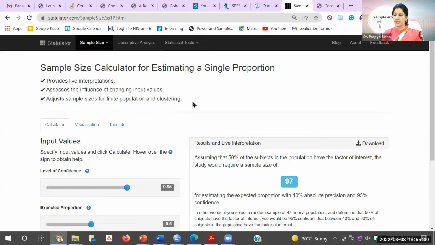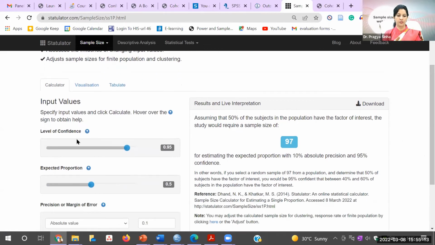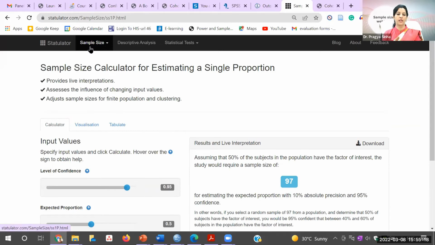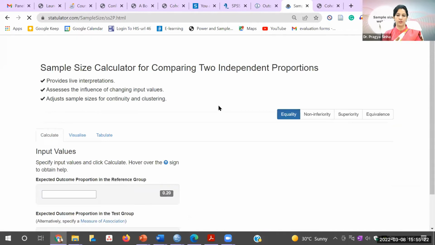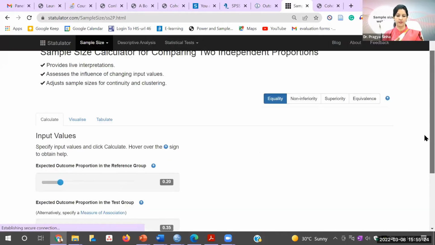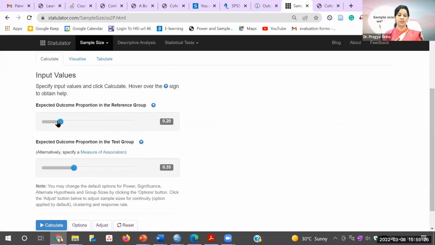So in my case, the relative risk was 0.5, and in the reference group, I know that it was 35%. So you can go here. This was the expected proportion. You can see this formula. I'll click this and use two independent proportions. So the expected proportion in the reference group is 0.35, so I have entered it as 0.35.